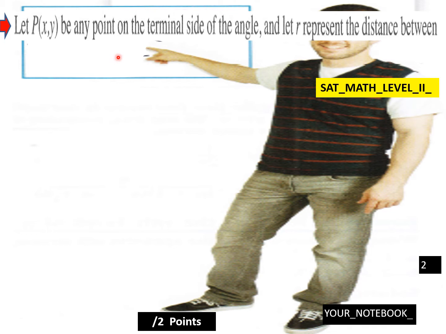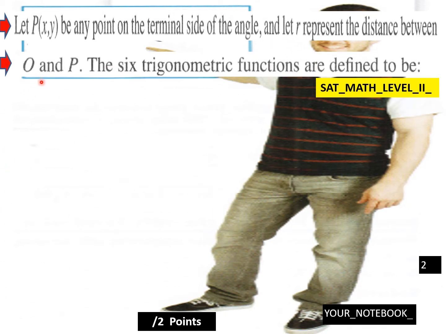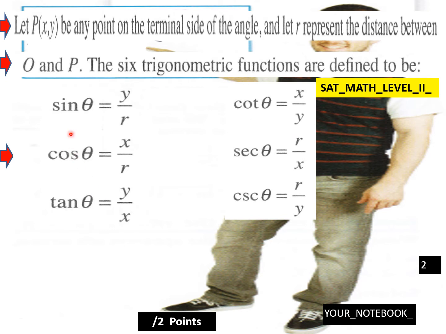So let P of x, y be any point on the terminal side of the angle, and let r represent the distance between O and P. The 6 trigonometric functions are defined to be: sine theta equals y over r, cosine theta equals x over r, tan theta equals y over x, cotan theta equals x over y, secant theta equals r over x, and cosecant theta equals r over y.